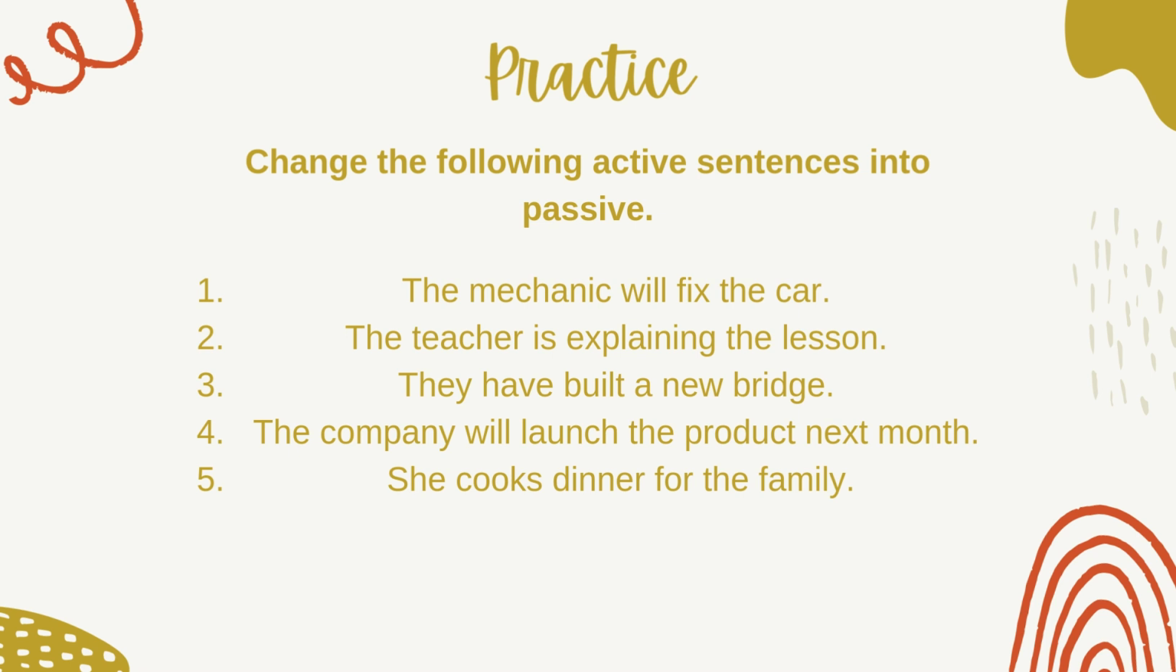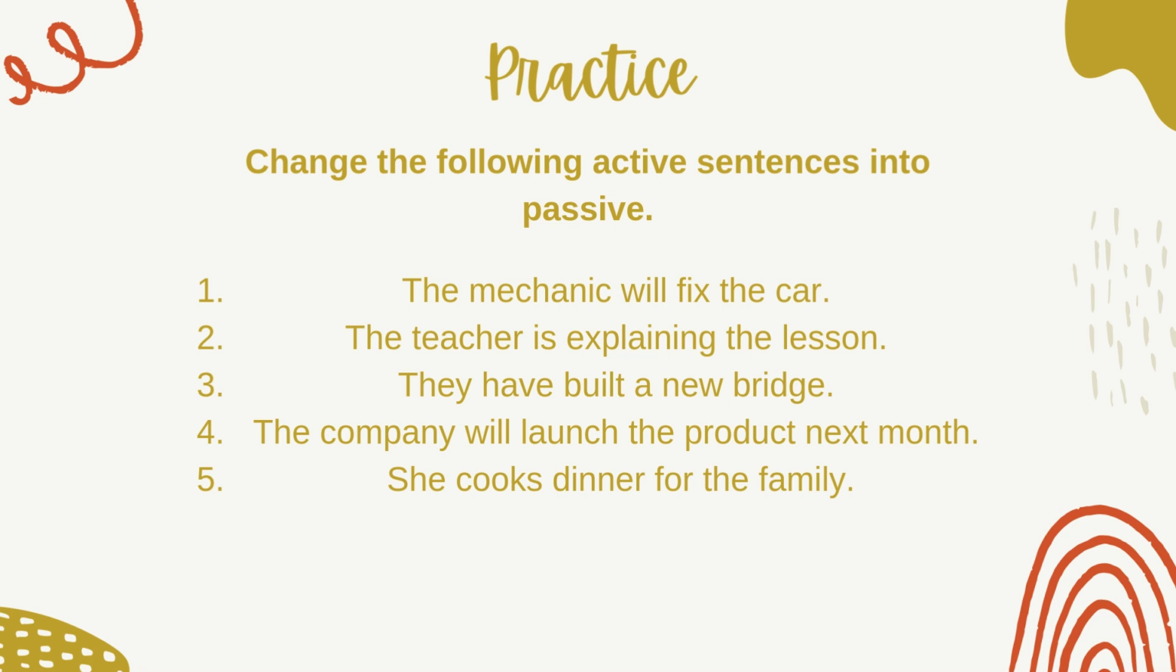Let's take another example. Number 5. I will be taking number 5 because I want you to now focus on the pronouns change in the sentence. She cooks dinner for the family. Where's the subject, verb, and object? She is the subject. Cooks is the verb. Dinner for the family is the complete object here.